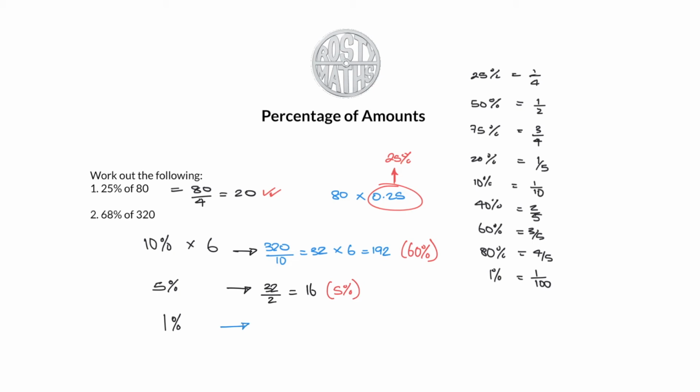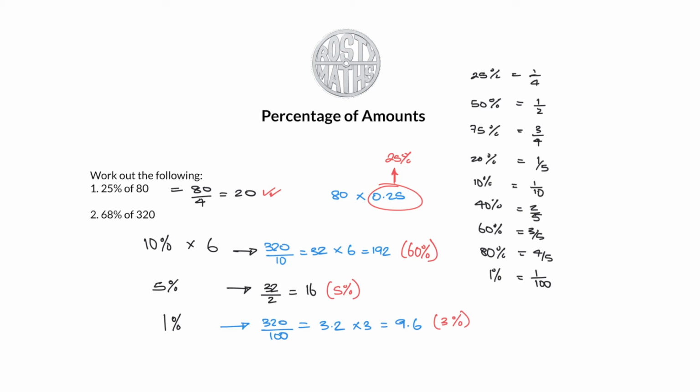So now let's find 1%. 320 divided by 100 to find 1%. And then when I divide that by 100, that's going to be 3.2. So now that I've got my 3.2, I just need to times that 3.2 by 3. So let's just write that in. So times by 3, and that's going to be 9.6. And this is going to be my 3% there. So altogether, that makes 68%.